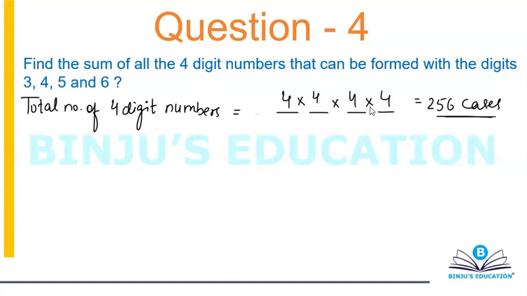So you can say that 3 will come at the first position 64 times, because we have 256 cases, which basically means you're going to have 256 thousands digits, 256 hundreds digits, 256 tens digits, and 256 unit digits. So 64 times you're going to have 3 at the first place, 64 times 4 at the first place, 64 times 5 at the first place, and 64 times 6 at the first place.